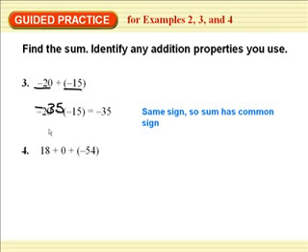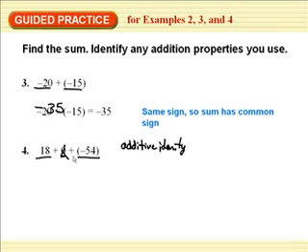Number 4, I see a 0 right there. So anytime you add 0 to something, that's called the additive identity. Okay, so additive identity. So I don't do any 0. There's no reason to add 0.